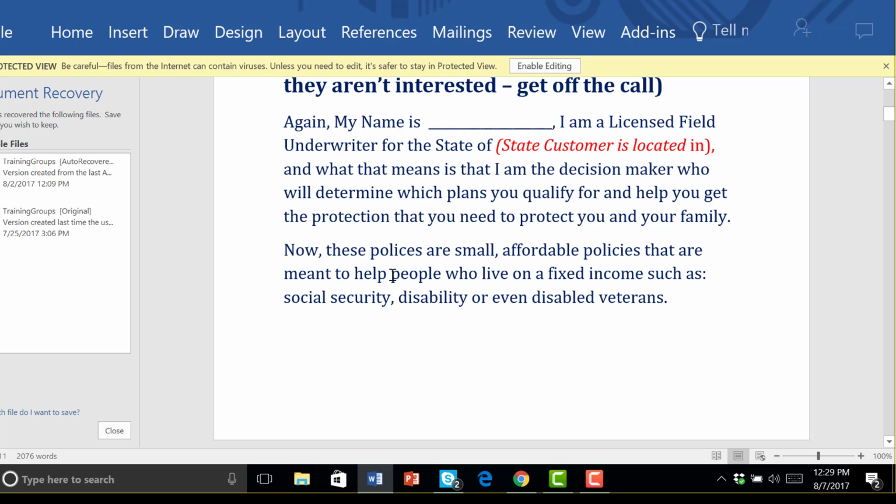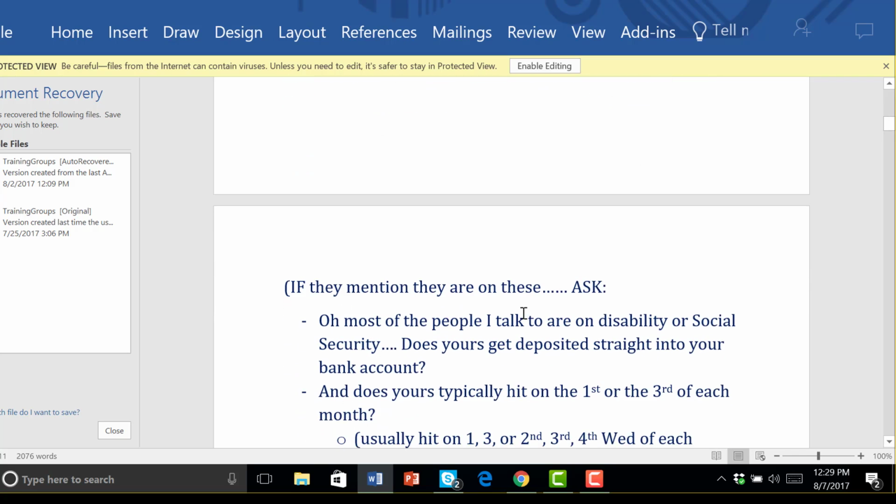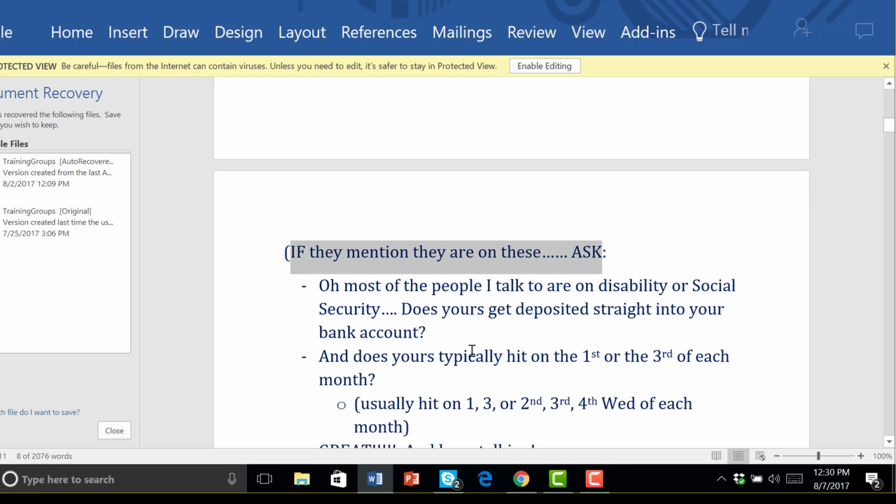Sit up straight, breathe. Now, these policies are small, affordable policies that are meant to help people who live on a fixed income, such as Social Security, disability, or even disabled veterans. Now, once you say that, or any time during the presentation, if they say, "Oh, I'm on disability," that's your cue that they're giving you permission to ask what kind of disability they're on.